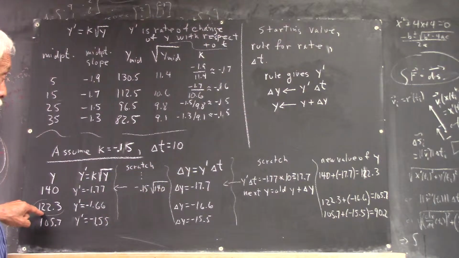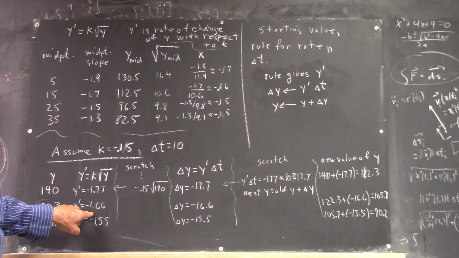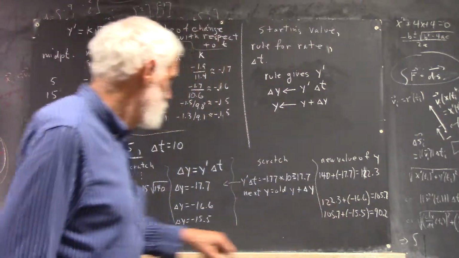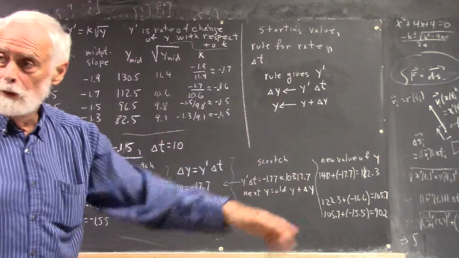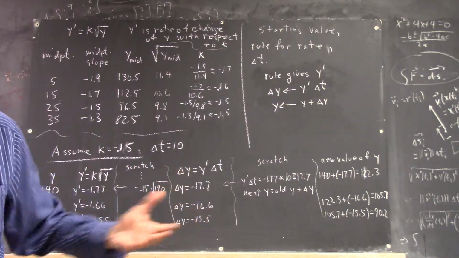We take our 122.3, recalculate y prime for y equal 122.3, get our delta y, add that, and now it's just boom, boom, boom, and you can do it without even understanding what you're doing. But you should understand what you're doing.